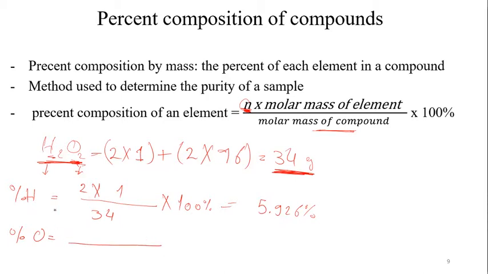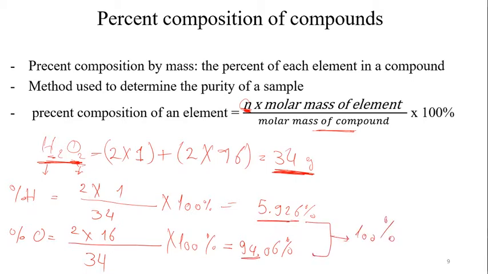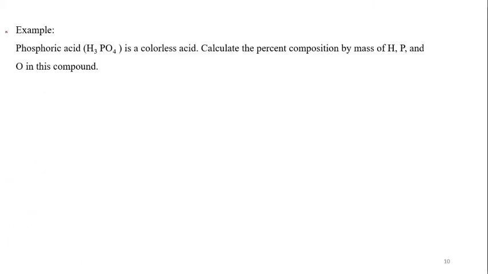And if I need to know the percent composition of oxygen in this compound, it would be equal to the number of atoms of oxygen, which is 2, multiplied by the atomic mass of oxygen, which is equal to 16, divided by the molar mass of hydrogen peroxide, and to convert it to a percentage, I have to multiply by 100, and this would be equal to 94.06%. I have to know that the sum of both percentages should be equal to 100, which is my total percentage. Let's take another example.